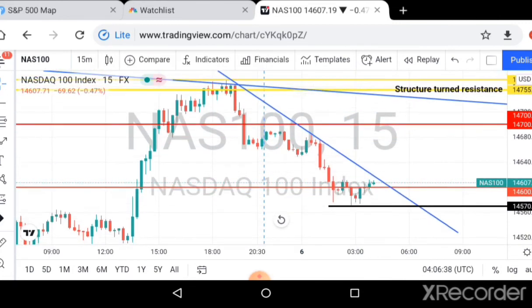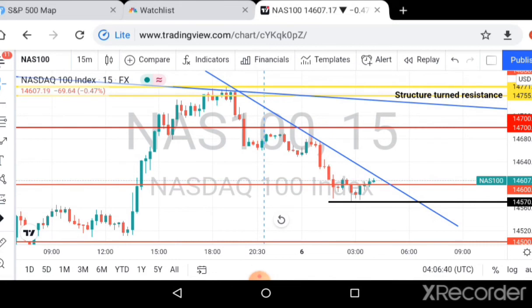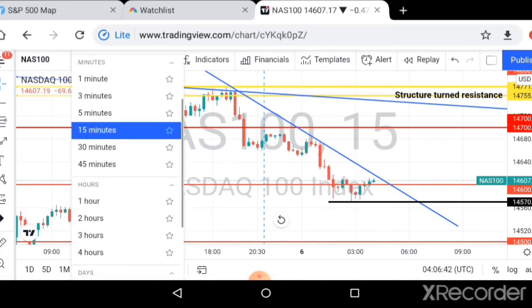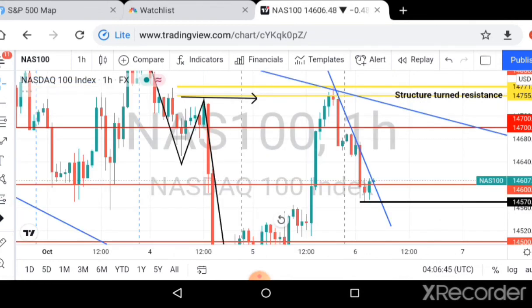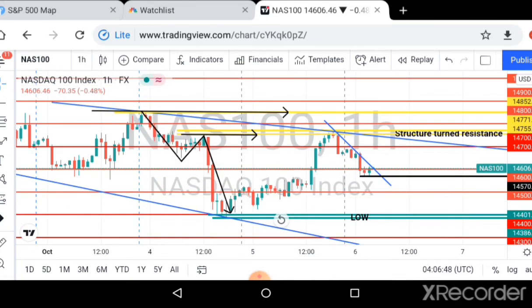Personally, I'm looking at the market still on a downtrend, but I'm looking at the 1 hour time frame mainly for our time frame. So I'm expecting the market to drop from here maybe till this low. After this low, if it breaks below this low, then it should continue to the downside.